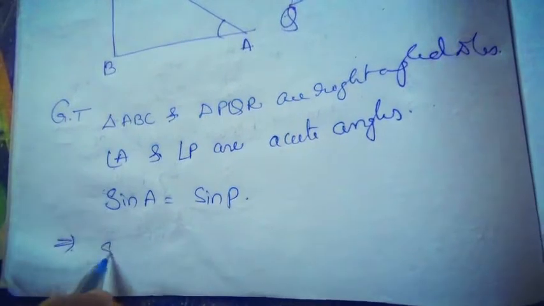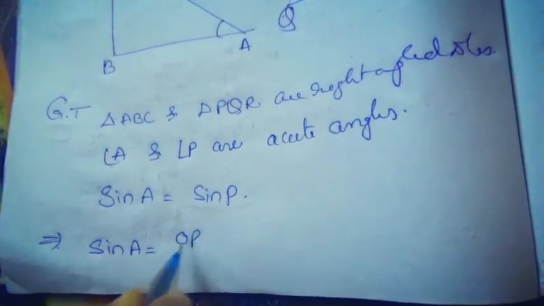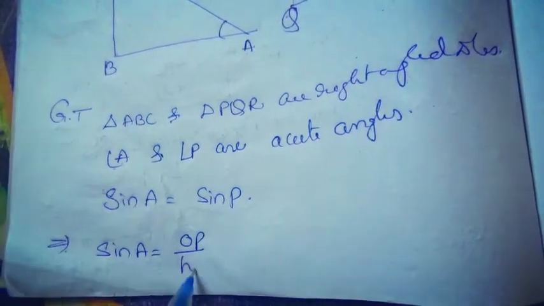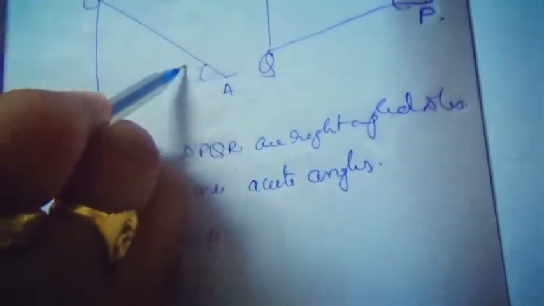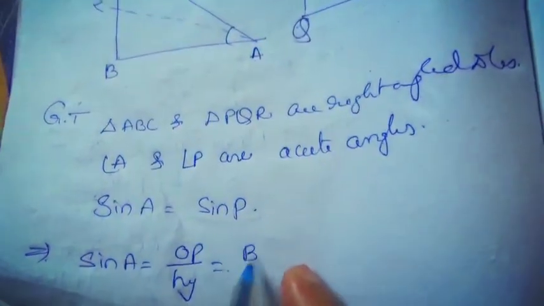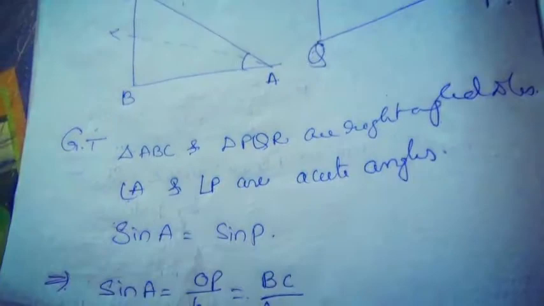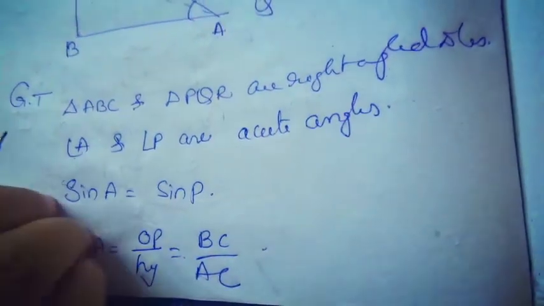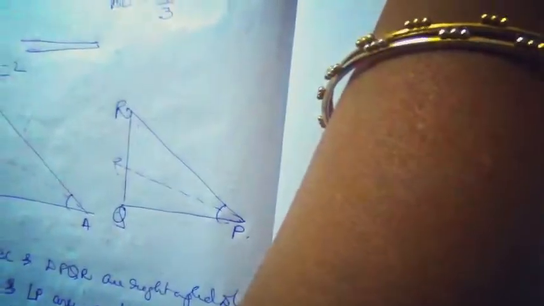First of all, we will write sin A. Sin A is equal to the length of the opposite side by hypotenuse. What is the opposite side for angle A? That is BC. BC by what is the hypotenuse? AC. Next, sin P is equal to the opposite side by hypotenuse. Here the opposite side is QR and the hypotenuse is PR, so sin P is QR by PR.